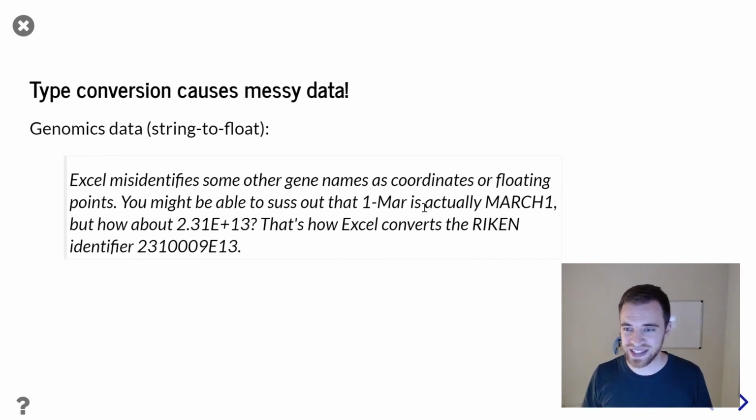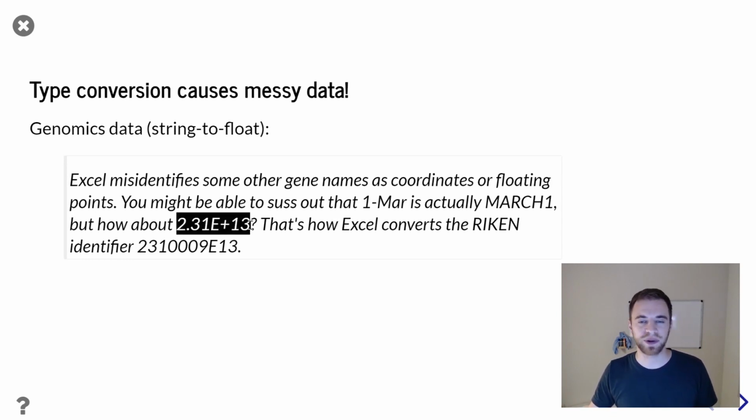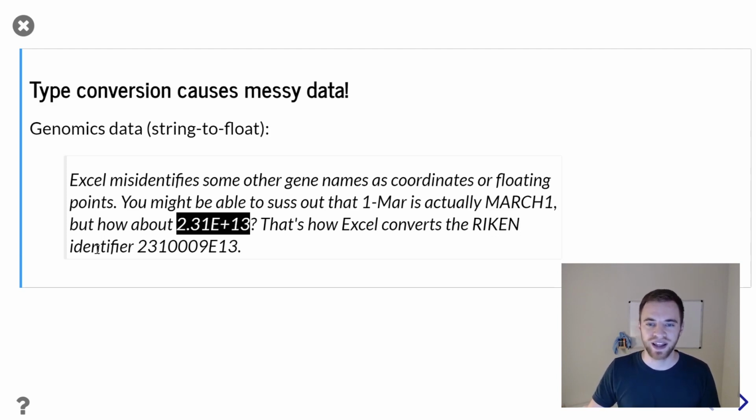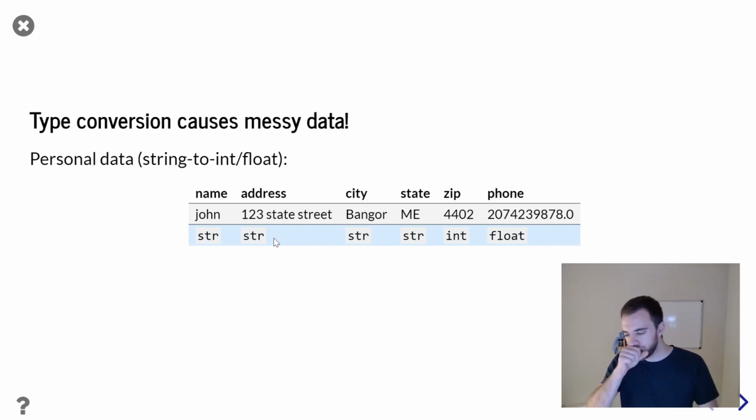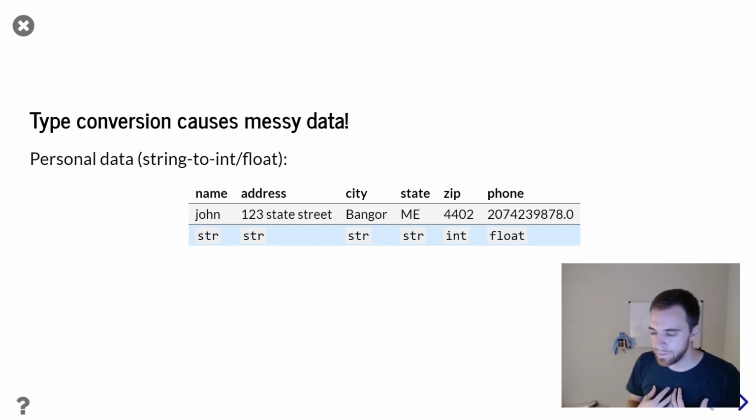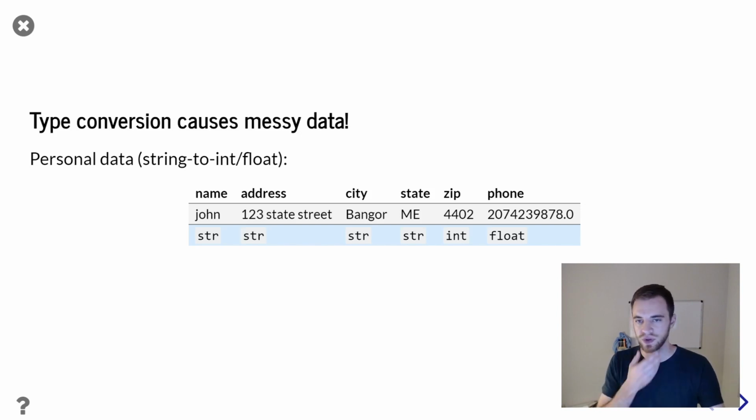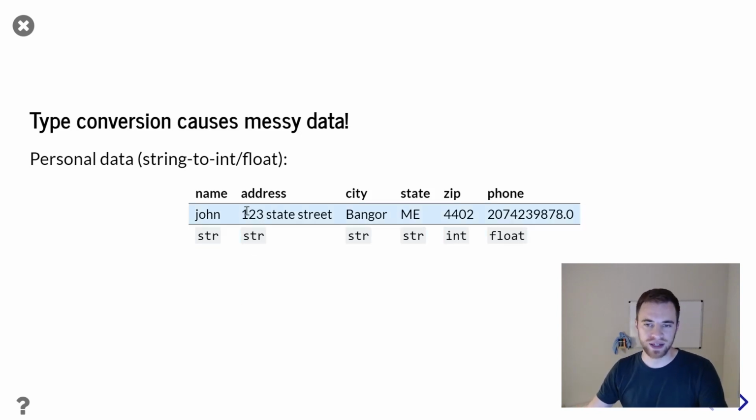Another instance, you'll look through the appendix, you'll see something like 2.31 E plus 13. This was Excel converting this identifier to scientific notation, or interpreting it as scientific notation. So the lesson here is that, one, we don't want our programming tool to infer the types for us. We have to make those choices. But the second is that we have to carefully make those choices because we're capable of making the wrong choice as well. Suppose, for instance, we have data that looks like this.